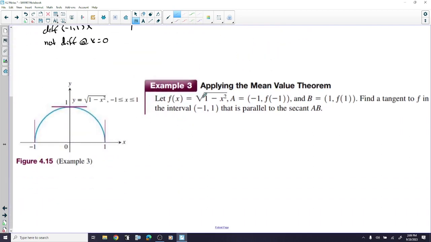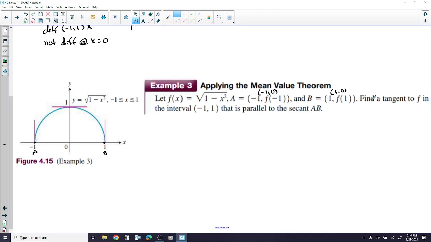Let f of x equal the square root of 1 minus x squared. That's the top half of a circle. Point A equals negative 1 comma something. Well, if you plug negative 1 in here, you get 1 minus 1 is 0. So it's really the point negative 1, 0. And point B is going to be 1 comma something. Well, that's 1, 0. So 1, 0 is point B. That's right there. And A is negative 1, 0.